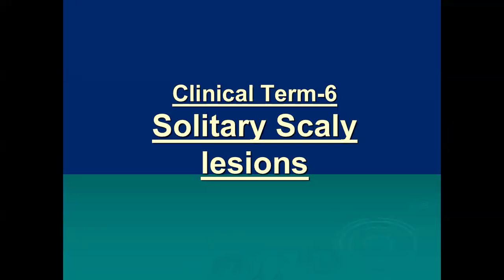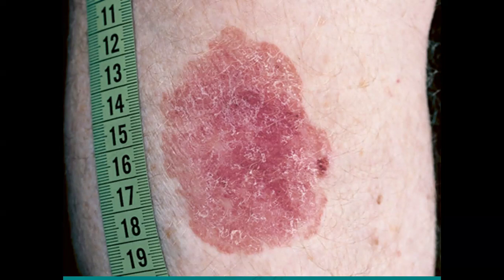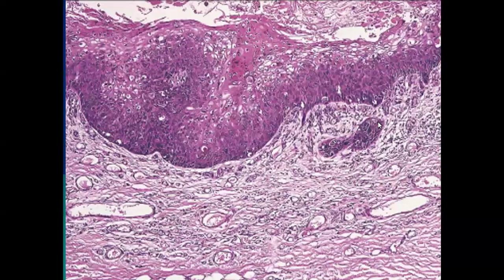The next scenario for today is the solitary scaly lesion. There will not be many different conditions, but a few typical conditions come under this clinical impression. The first is a solitary scaly psoriasiform plaque on hidden areas. This is Bowen's disease. Bowen disease is an in situ squamous cell carcinoma, and you will see full thickness atypia on histopathology, with atypical keratinocytes and lots of mitotic figures.